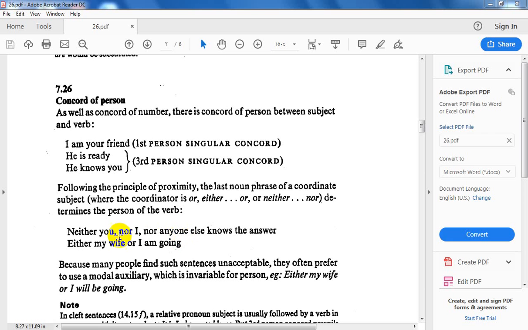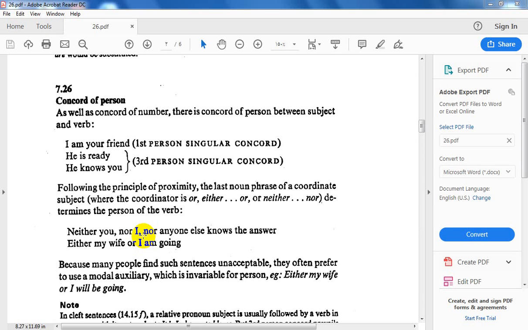Again, either my wife or I am going. You see? What comes before the verb is I, so I put am, not are. So if I have either or, neither nor, I depend on the proximity principle to decide which person I put, whether third person singular or am.